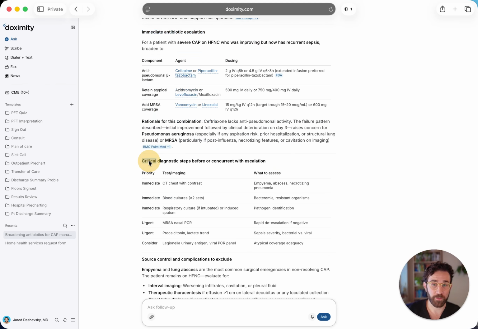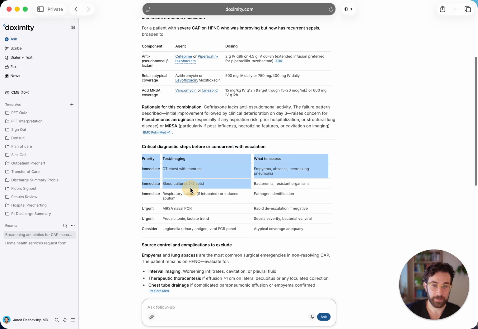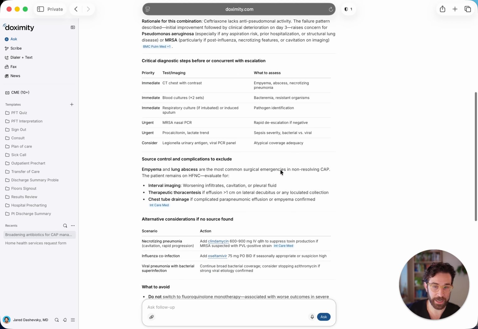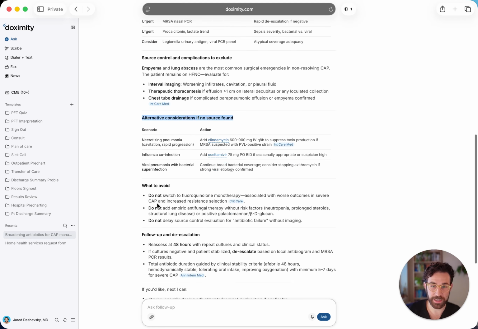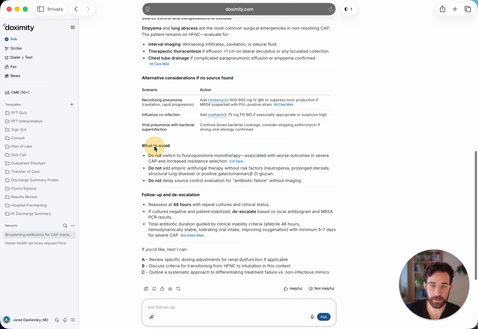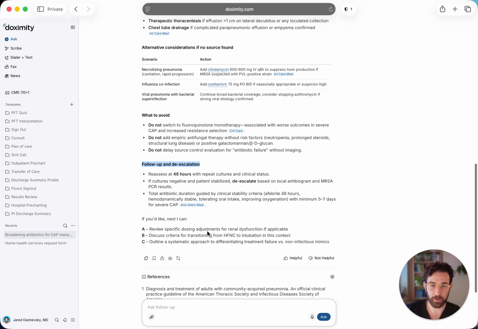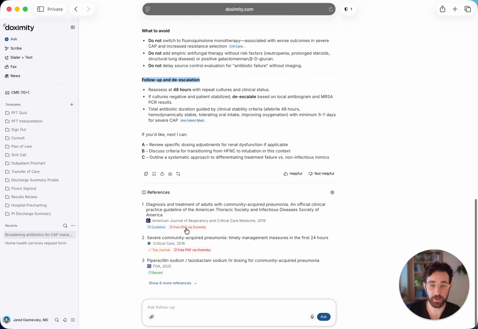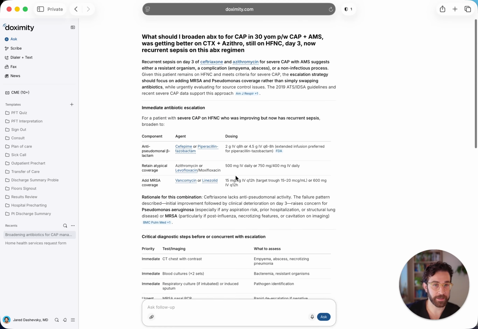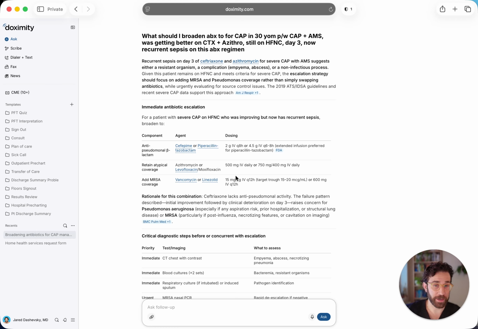And then for diagnosis, what should we do? We got blood cultures, they did a repeat chest x-ray. Maybe we do a CT scan to check for that empyema. Alternative considerations, what to avoid. Follow-up. Simple. And if you want to see the evidence or the guidelines, you can click through. And that's a quick, efficient way. Within a minute, you have your answer, or at least have some support of what you should do.